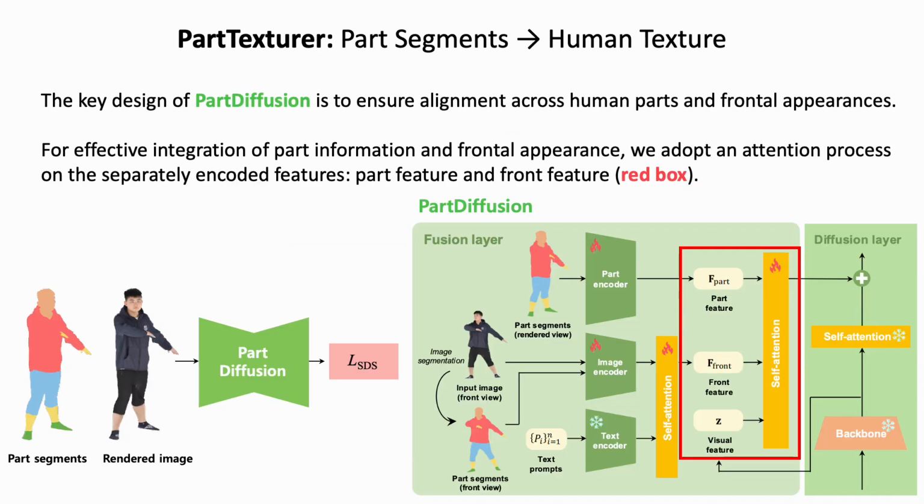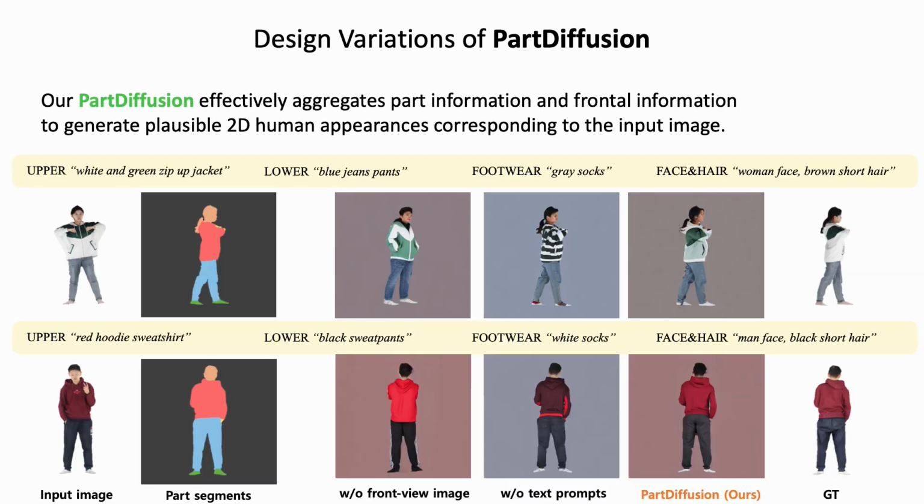The key design of part diffusion is to ensure alignment across human parts and front view appearances. For effective integration of part information and front view appearance, we adopt an attention process on the separately encoded features, part feature from the part segments, and front feature from the front view image, as shown in the red box. With this design, our part diffusion effectively aggregates part information and frontal information to generate plausible 2D human appearances corresponding to the input image and part segments.